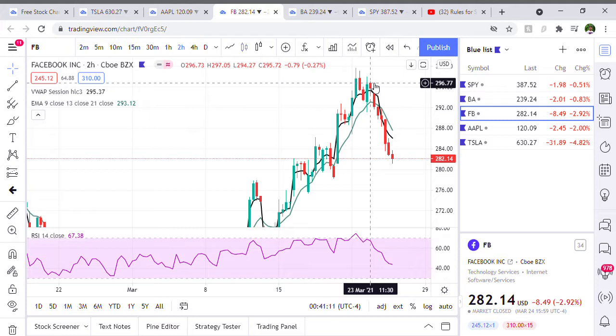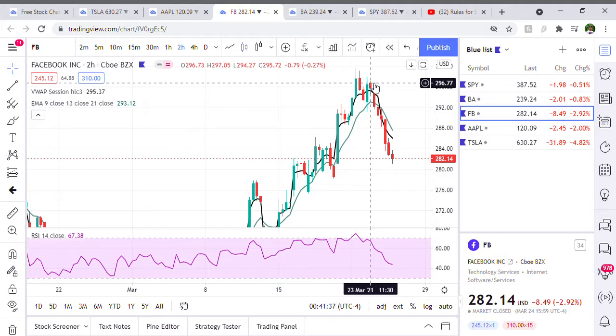Again, this is another thing which I have already said. If the index is green, look for green trades. Leave Facebook. Select something else which can give you a bullish trade. If the index is red, then only look for bearish trades. If the index is red, then you should not look for bullish trades.